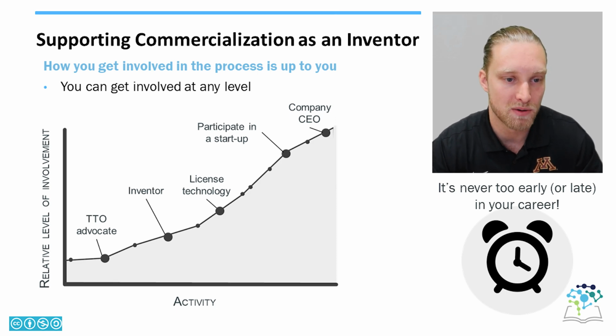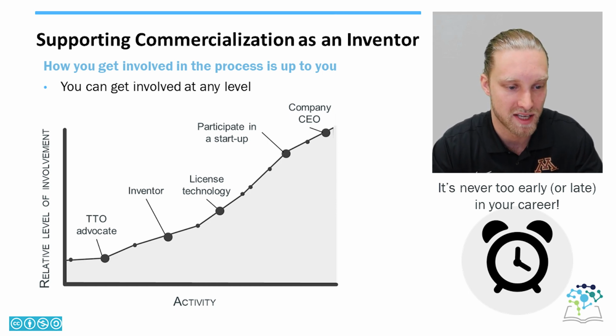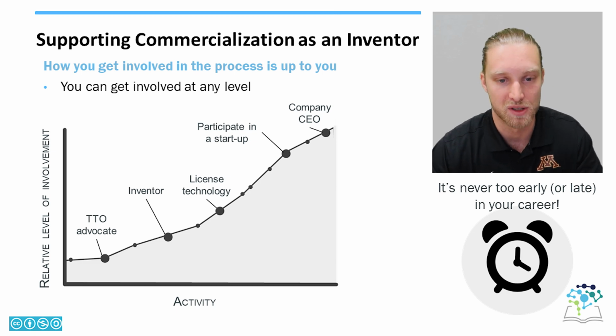All right, so how you get involved in the process is up to you. And so you can get involved at any level. You can see here on this chart that we put together for our researchers here at the University of Minnesota. You can see on the left-hand side here the relative level of involvement and the amount of activity going on. And at the very low level is just being an advocate for your tech transfer office.